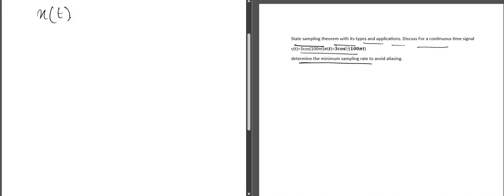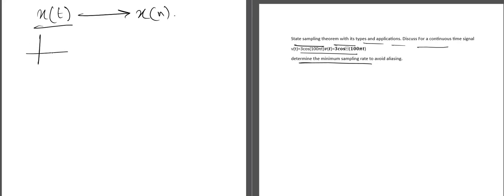In this question we are asked to state the sampling theorem with its types and applications, and discuss for a continuous time signal, determine the minimum sampling rate to avoid aliasing. Now, by sampling we mean the process of converting a continuous time signal into a discrete time signal. Okay, now what is a continuous time signal?